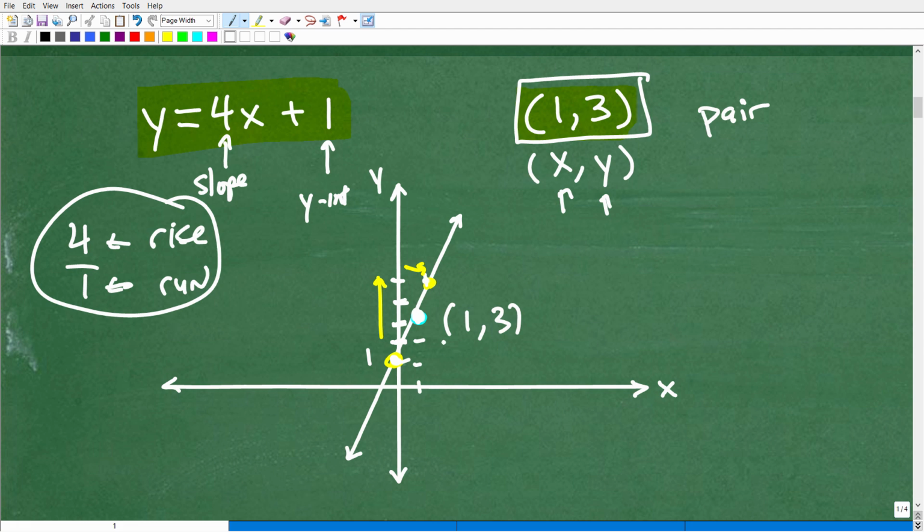Okay, so this is the x-axis. So hopefully you know how to plot points and you understand this. Okay, so this 1 is in the x spot and the 3 is in the y spot. So this is an ordered pair x, y.